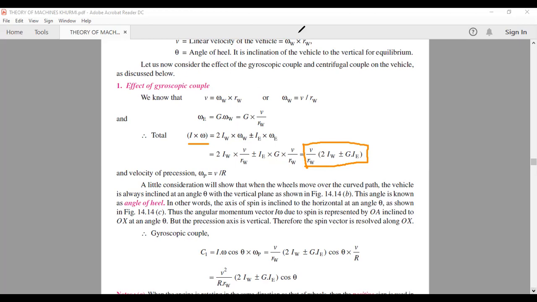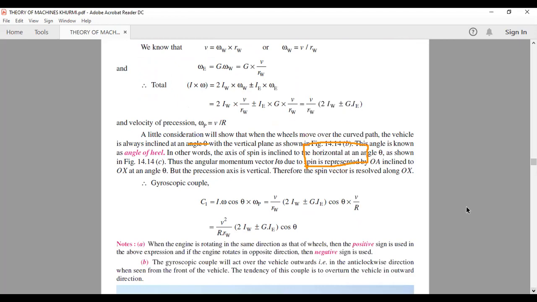On the total effect of gyroscopic couple, we had the formula C1 is equal to V square by R into RW, 2 into inertia of the wheel plus or minus g into inertia of the engine cos theta. So this is the formula for effect of gyroscopic couple to four-wheeler, sorry, to two-wheeler.